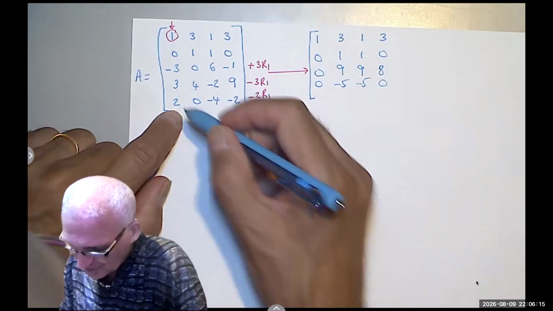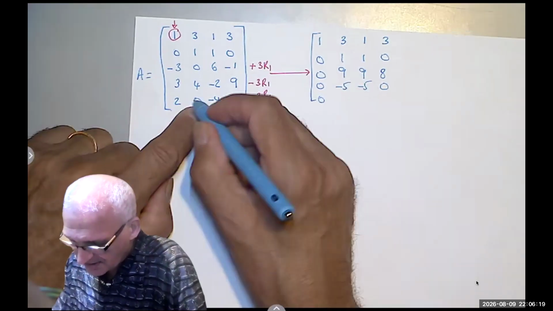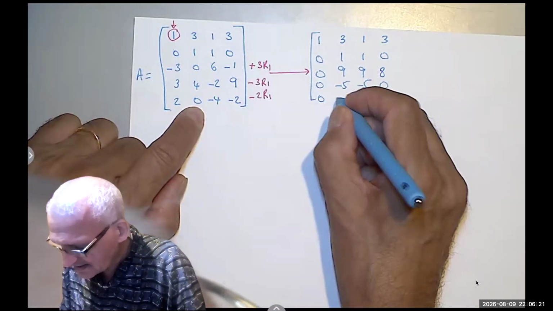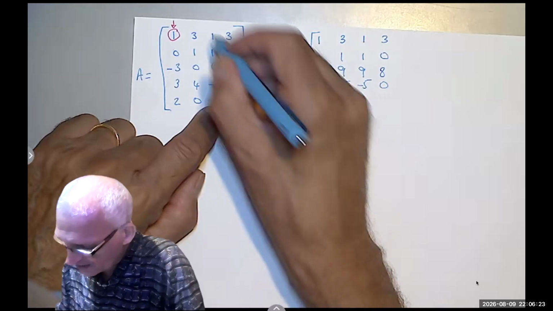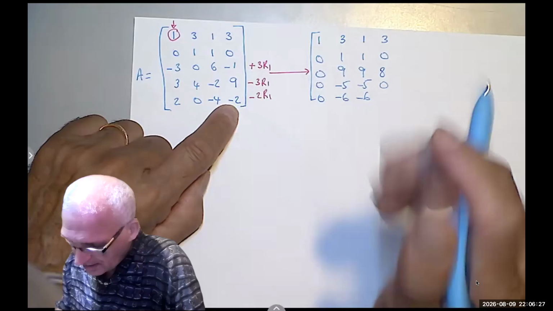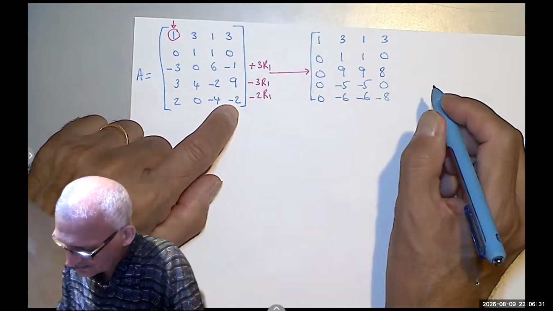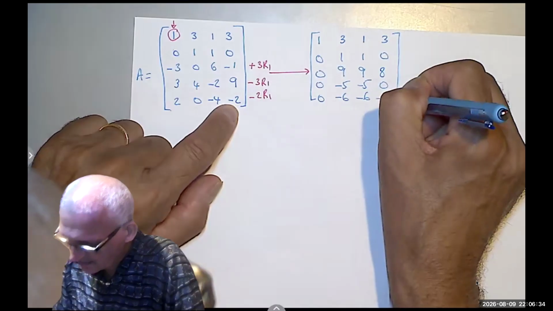The last row, I'm going to subtract twice the top. So 2 minus 2 is 0. 0 minus 6 is -6. -4 minus 2 is -6. And -2 minus 6 is -8. Right? I hope I did this correctly.